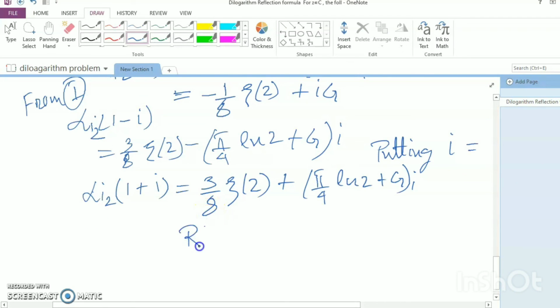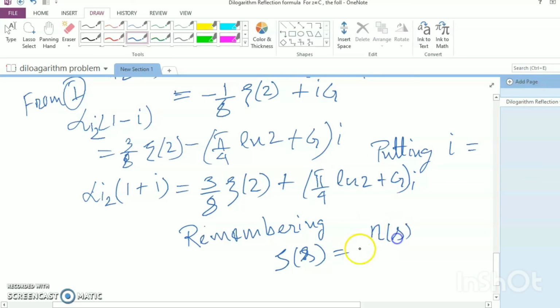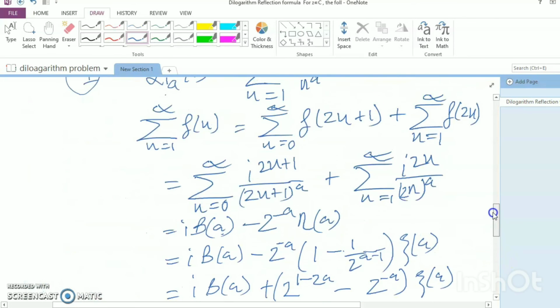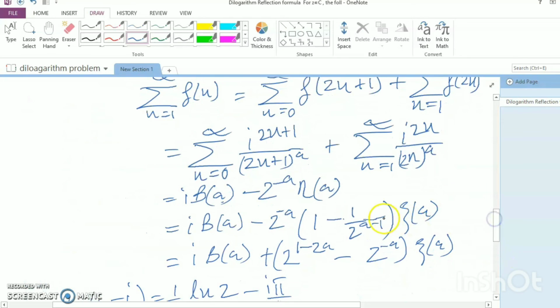This formula is very important to remember, the eta zeta conversion. I am just showing the generalization: zeta s, meaning the Dirichlet zeta function, is equal to eta s divided by 1 minus 2 to the power 1 minus s. I hope it is clear for everyone. So I just write it the same way.